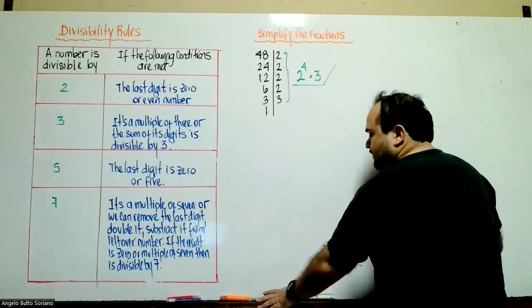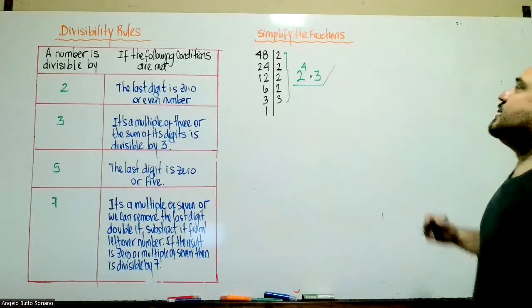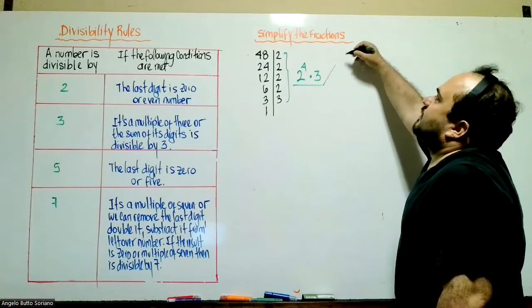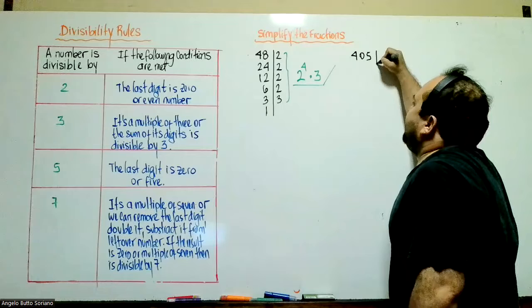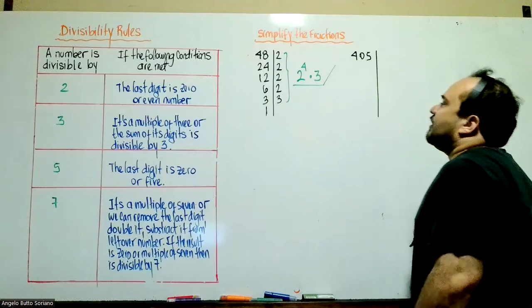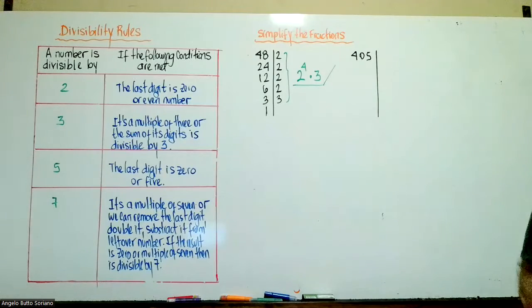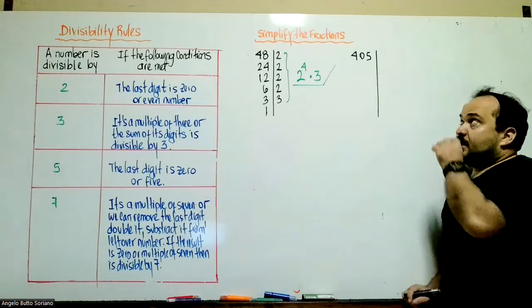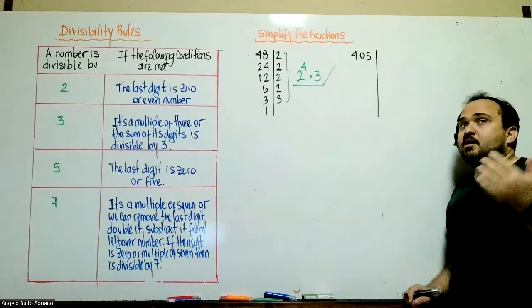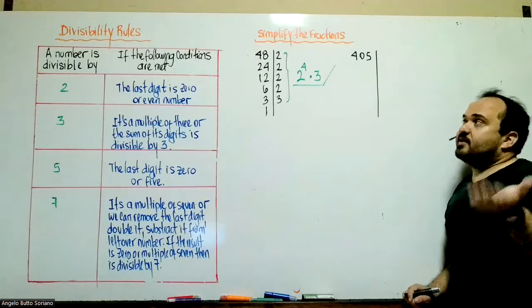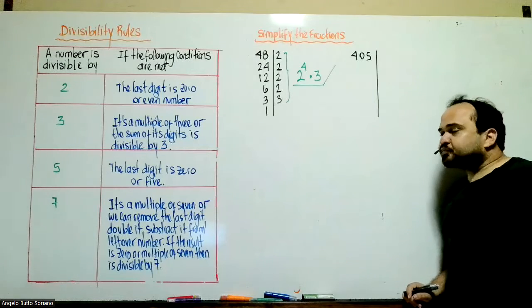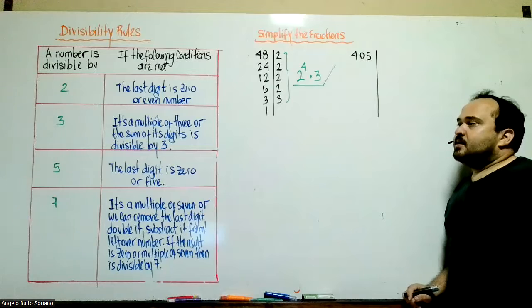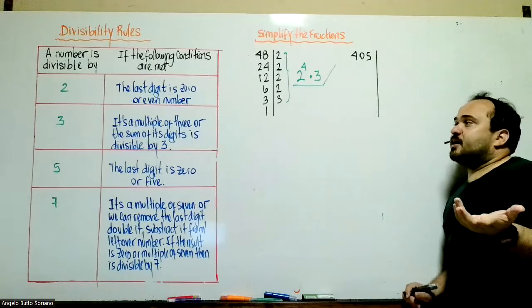Well, let's start with another situation. One other number. For example, we got the number 405. Okay, 405. Let's review the rules. Because there is no 0 or even number at the end, I mean in the units, we're going to discard the rule number 2.